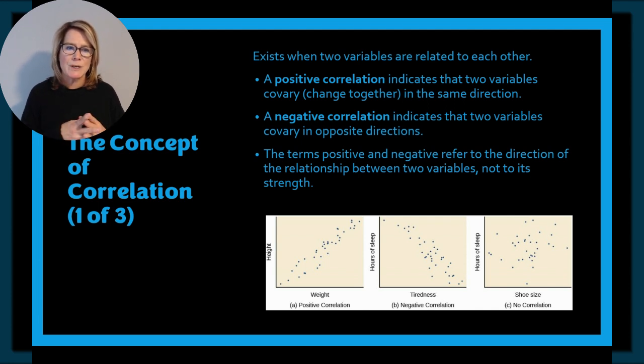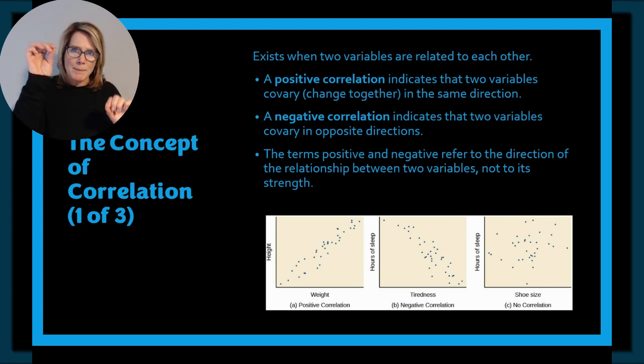Tiredness, they're showing you a negative correlation. And it isn't just that the dots are going down, but think about how those variables are being measured. Hours of sleep. As hours of sleep go up, then tiredness should go down, right? So they're going in opposite directions. So as the hours of sleep go up, tiredness goes down. As tiredness goes up, hours of sleep may go down. That would be a negative correlation.